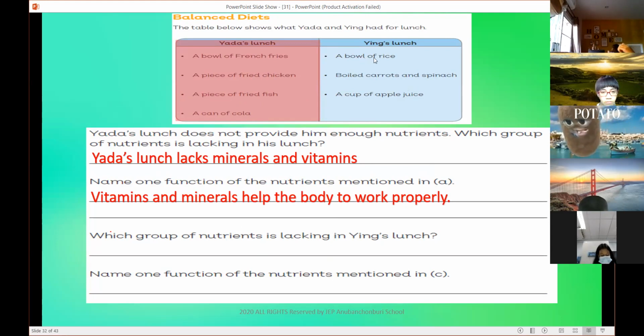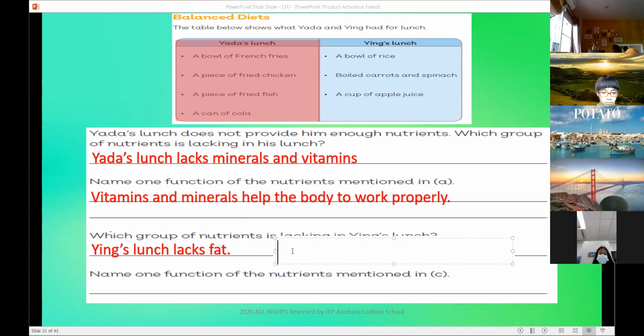Here, a bowl of rice, boiled carrots and spinach, a cup of apple juice. Which one is lacking in Yang's lunch? Protein. Okay, no protein and no fats. Fats. Well. Okay, fats and proteins don't have. So I think here I write only Yang's lunch lacks fats, or we can put proteins here as well.